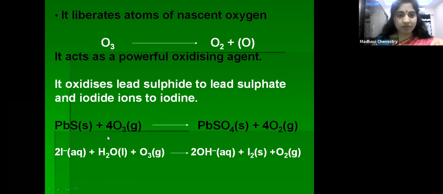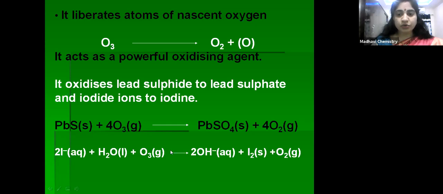Lead sulfide, when it reacts with ozone, gives lead sulfate plus oxygen. So here what happened? It has oxidized sulfide to sulfate, right? What is the oxidation state here for sulfur? Minus 2, whereas in this case it is plus 6, right? So the oxidation state is increased, is it not? An increase in oxidation state is called oxidation. So O3 acts as an oxidizing agent, right, children?